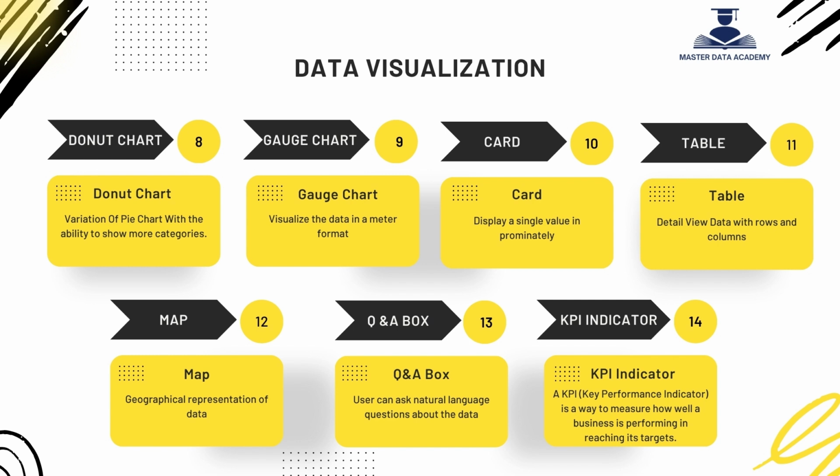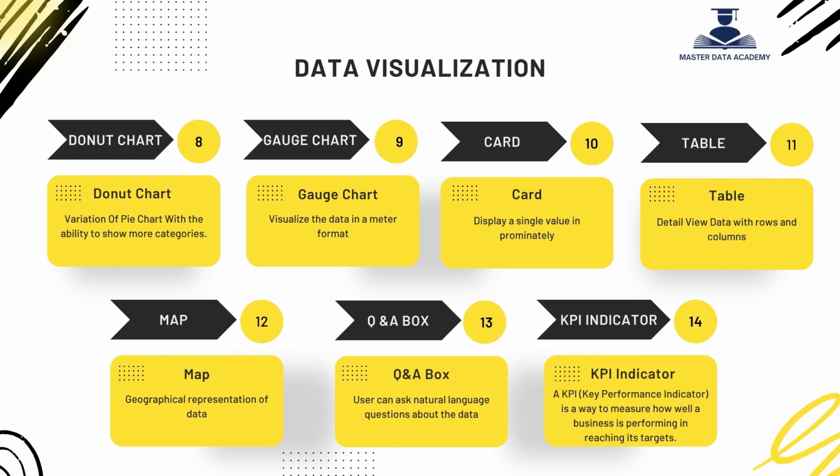11. Table. The table visual provides a detailed view of data with rows and columns. This is especially useful for displaying raw numbers, itemized lists, or detailed breakdowns that complement your summary visuals. 12. Map. The map visual represents data geographically. It helps you visualize regional trends like sales by country or customer distribution across states.